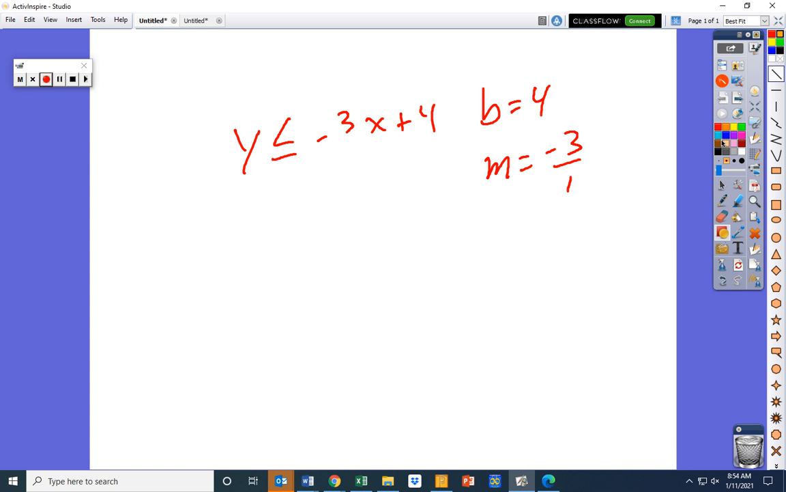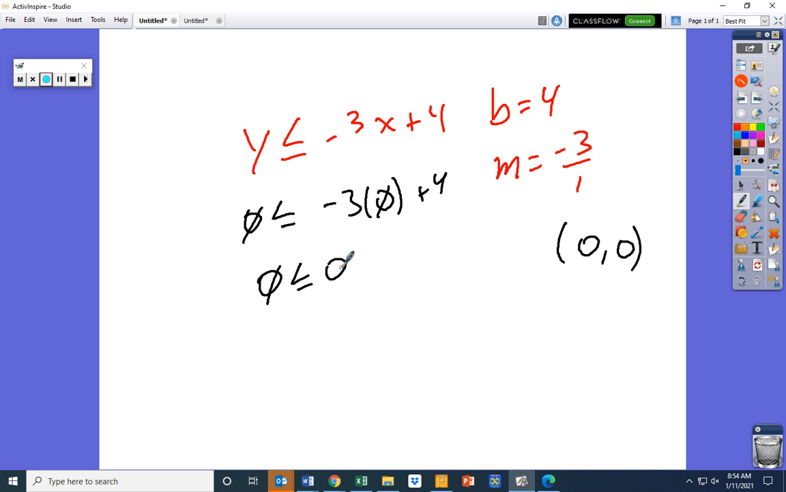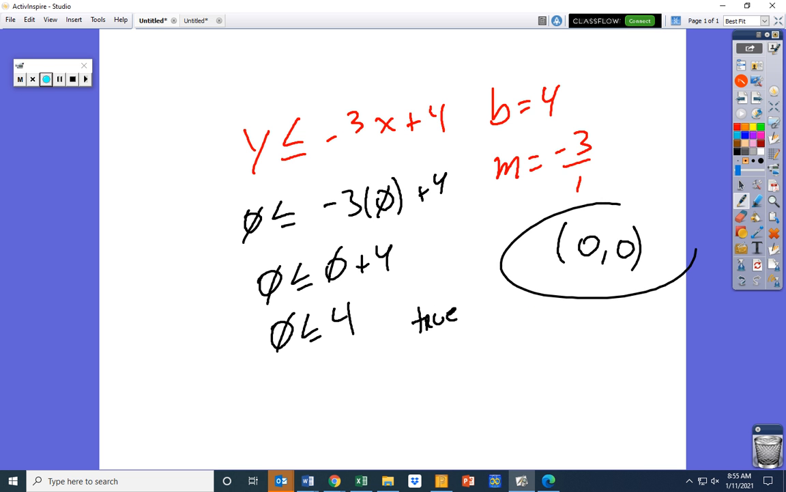What do I use for a test point? 0, 0. Okay, so I'm going to say 0 is less than or equal to negative 3 times 0 plus 4. Okay. 0 is less than or what's negative 3 times 0? 0 plus 4 is 0 less than or equal to 4? Yes, it is. So in this case, it is true. So if it's true, then I shade the side where this point is.